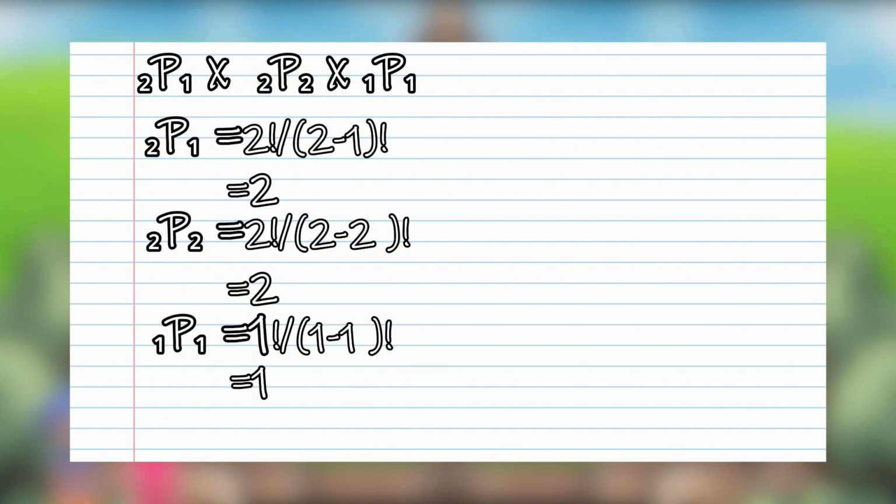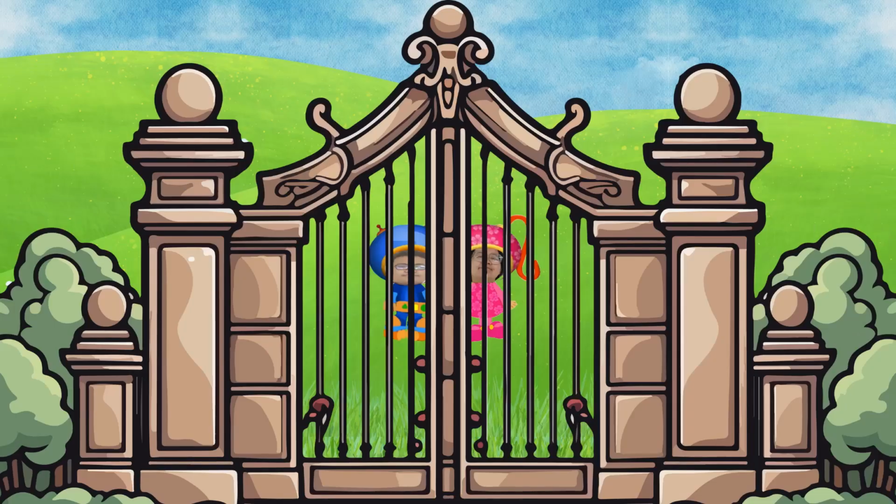So it will be 2 times 2 times 1, and the answer will be... Correct! It's 4. So we will get 4 possible passcode arrangements. Wow! So even with restrictions, we still get 4 possible passcode arrangements. That's so cool! Even though we didn't use the formula all at once, breaking it down step by step worked perfectly.